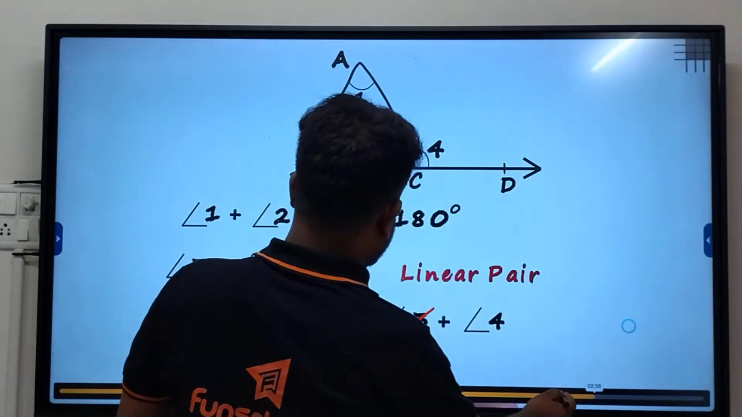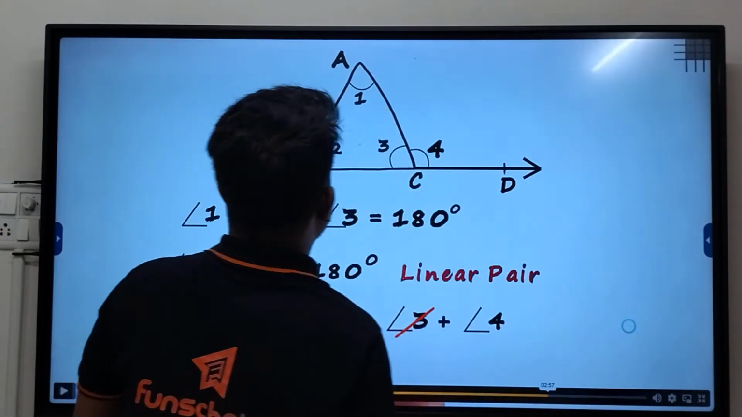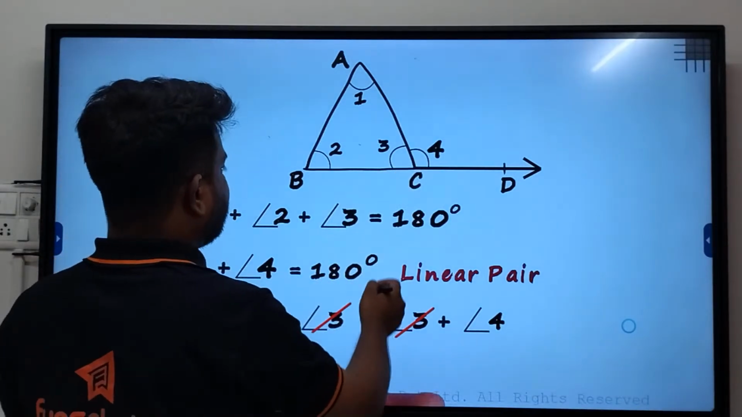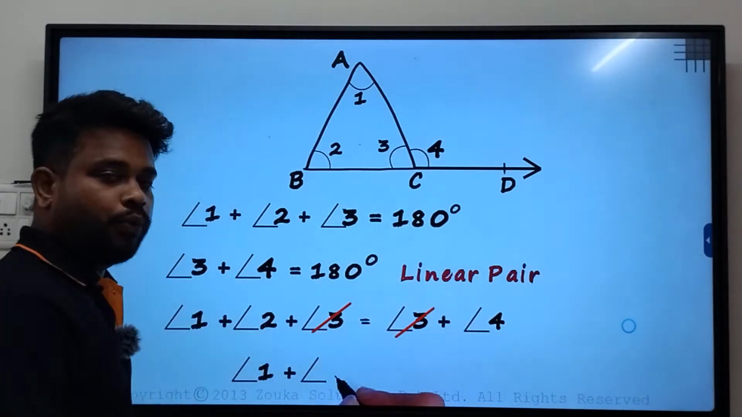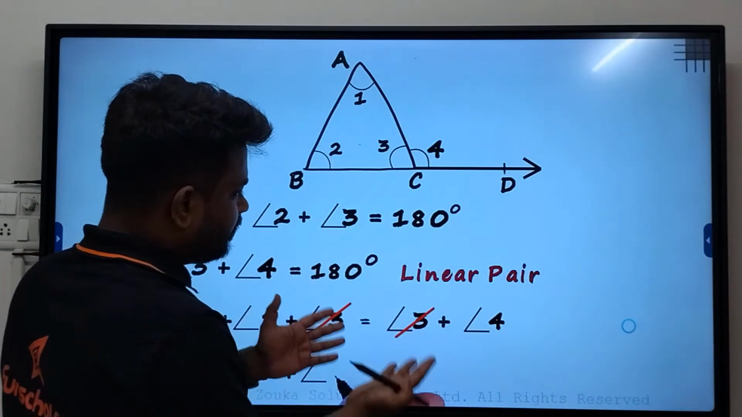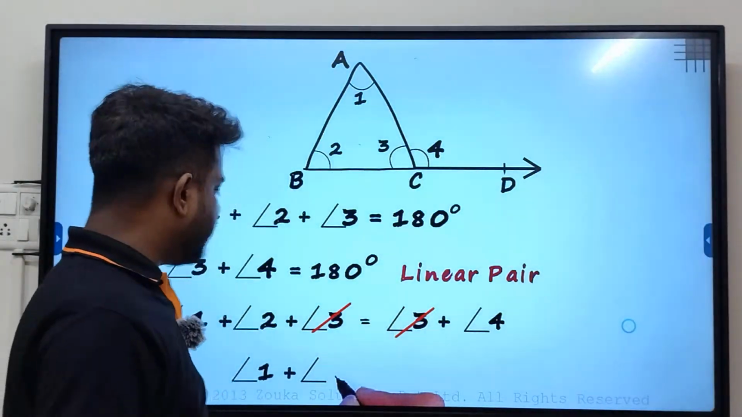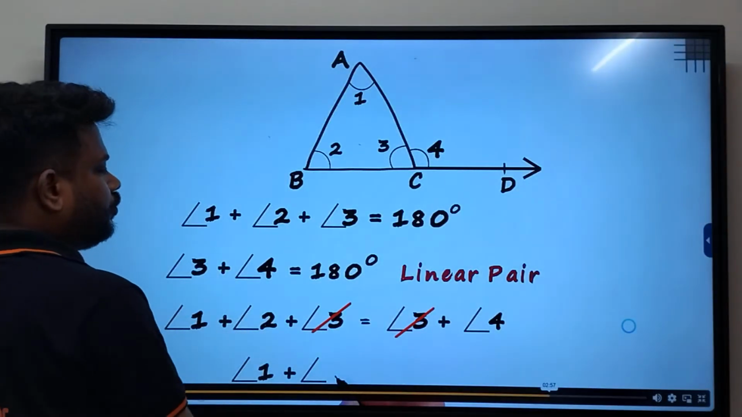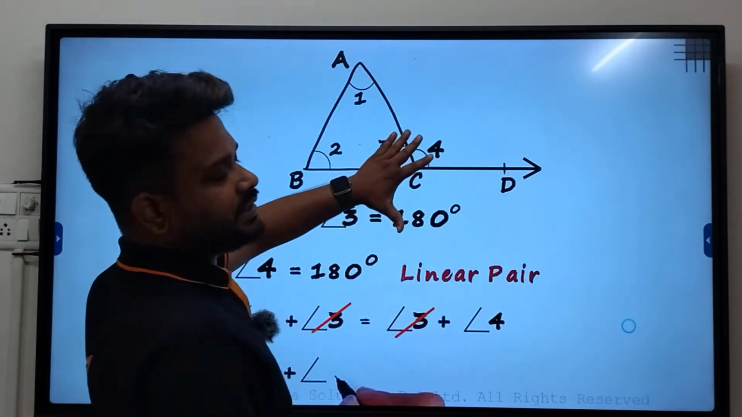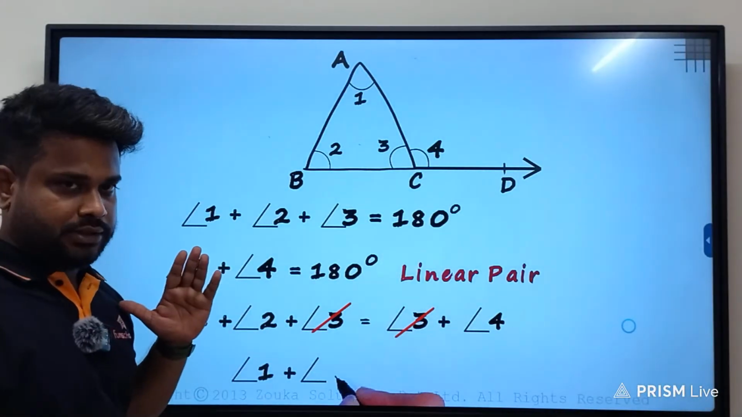And further of this, angle 1, 2 and 3 are making 180 degree, and angle 3 and 4 are also making 180 degree. So from this given condition, we can also cancel out angle 3 and angle 3 to make angle 1 and angle 2 similar to the value of angle 4. So this is a theorem, or this is a condition which has been proved like this.